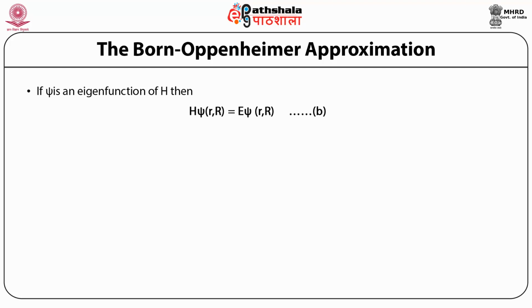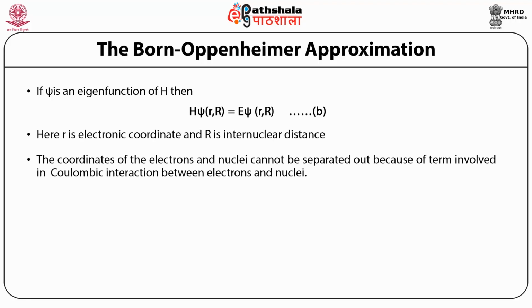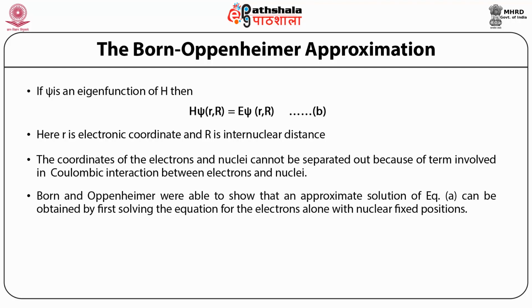If psi is an eigenfunction of H, then H psi(r, R) is equal to E psi(r, R), where small r is the electronic coordinate and capital R is the internuclear distance. The coordinates of the electrons and nuclei cannot be separated out because of the term involved in Coulombic interaction between electrons and nuclei. Born and Oppenheimer were able to show that an approximate solution of equation A can be obtained by first solving the equation for the electrons alone with nuclei at fixed positions.